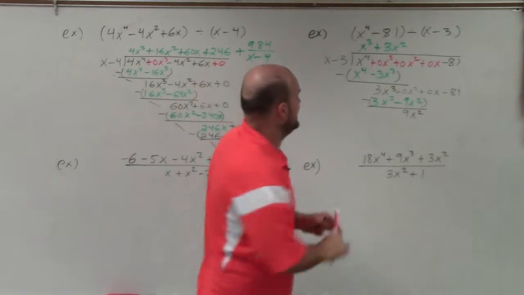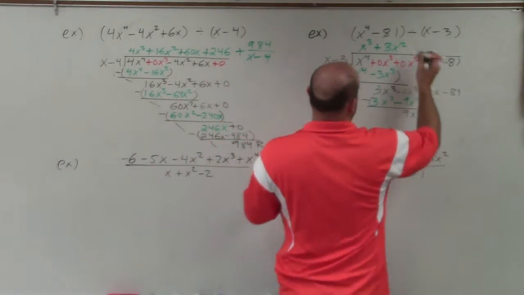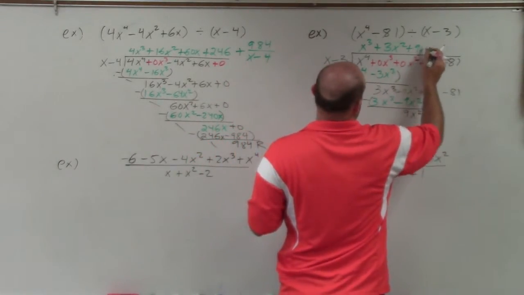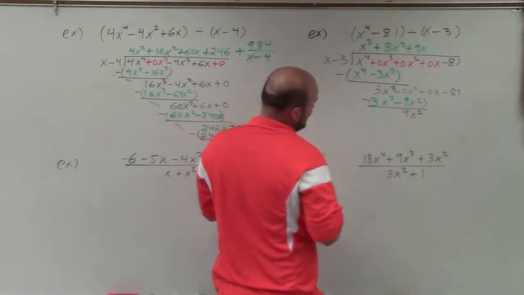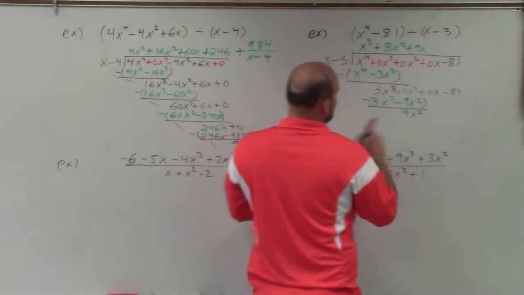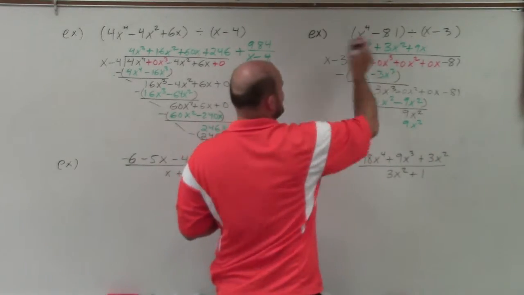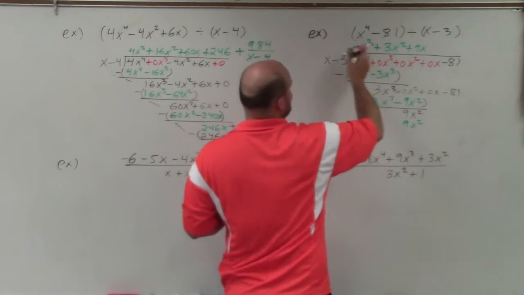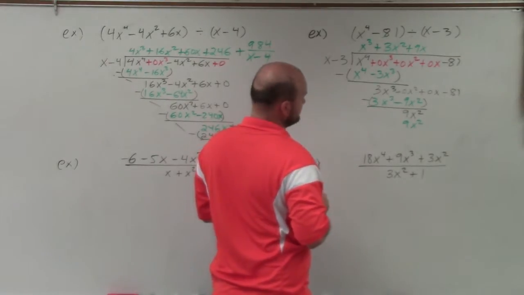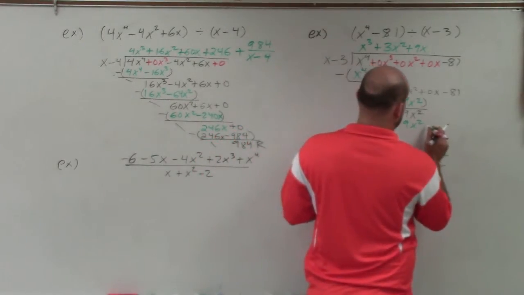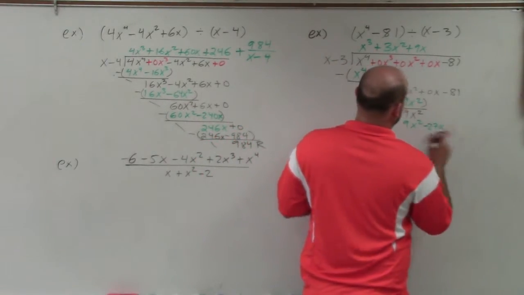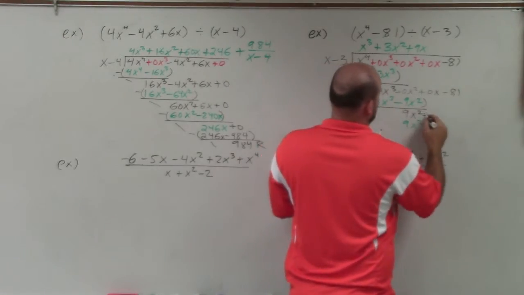X divides into 9x squared a positive 9x. 9x times x gives me 9x squared. 9x times negative 3 is going to give me a negative 27x. Make sure you have these always brought down.